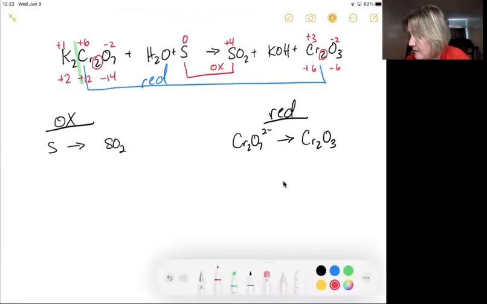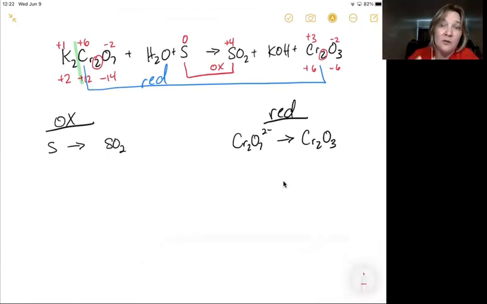All right, now comes the balancing part, starting with oxidation. My sulfur is already balanced, so now I'm going to balance oxygen by adding the correct number of water molecules to the correct side of the equation. So I need 2 water molecules on the left-hand side, which means I need 4 hydrogen on the right-hand side. Now to balance charge, the charge on the left-hand side is 0. The charge on the right-hand side is +4. I need to make that 0, so I add 4 electrons.